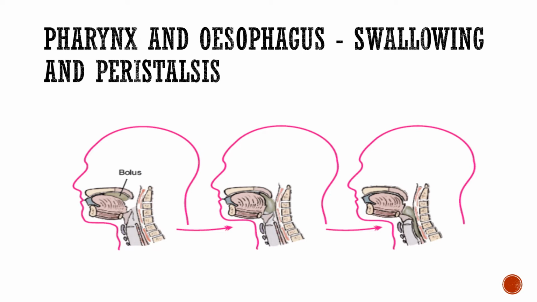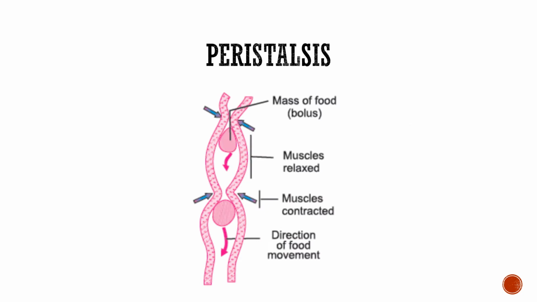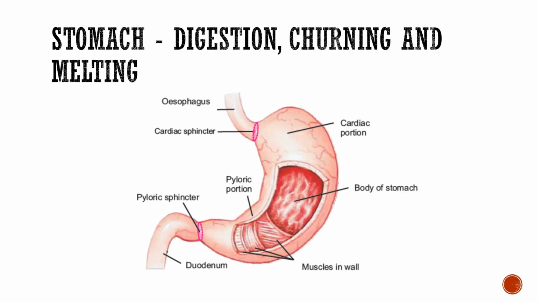Now, after being swallowed, food enters the tube called the esophagus. What is peristalsis? Peristalsis moves food from the oral cavity to the rectum. Peristalsis is defined as the waves of contraction and relaxation in the smooth muscles of the alimentary canal walls, which push the food downwards. Now here comes the stomach, where digestion, churning and melting happen.